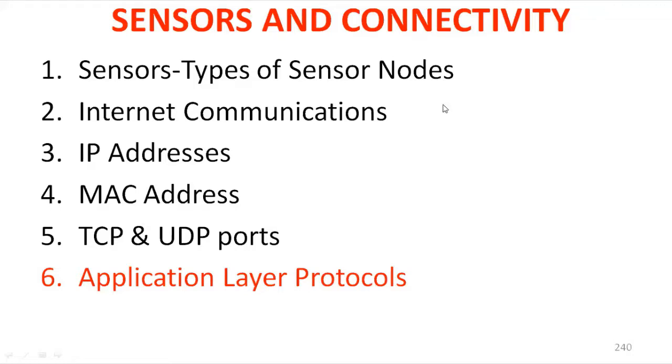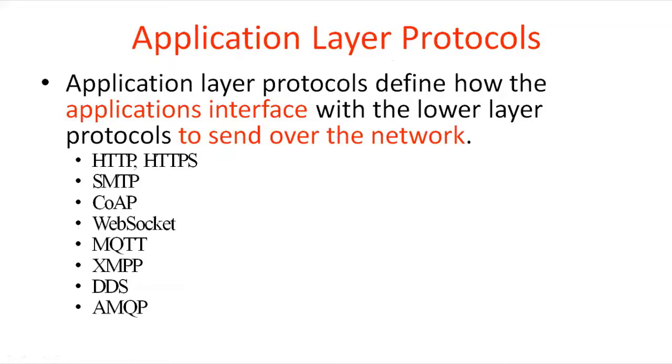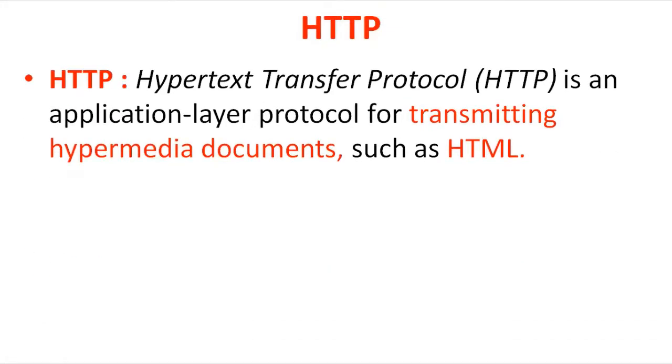Here there is the link layer, network layer, transport layer, and then one of the important layers in an IoT system, the application layer. The application layer protocols define how applications interface with the lower level protocols to send data over the network. That means there are different application layer protocols: HTTP, HTTPS, SMTP, CoAP, WebSocket, MQTT, XMPP, DNS, and then AMQP. These are all different application layer protocols you use in an IoT system. And coming to the first important one, the HTTP protocol.